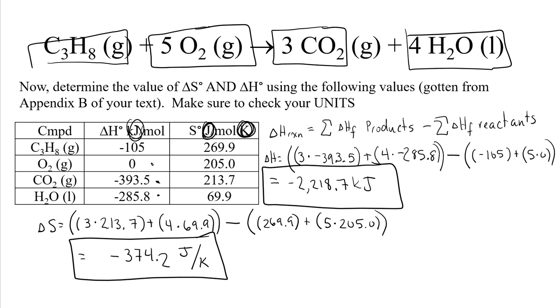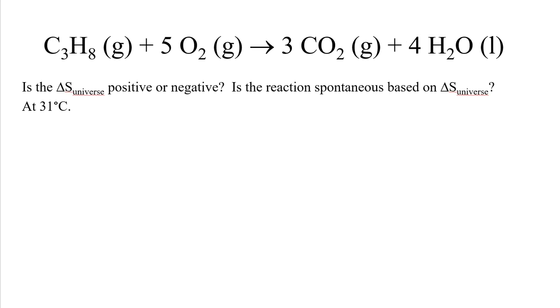Again, remember, we're trying to figure out, is this reaction spontaneous or not? And we're going to use the delta S of the universe. So is this reaction spontaneous based on the delta S of the universe? The delta S of the universe equals the delta S of the reaction plus the delta S of the surroundings. System plus surroundings.